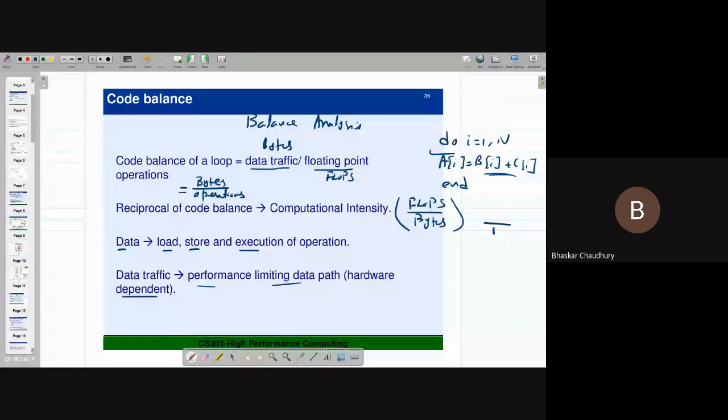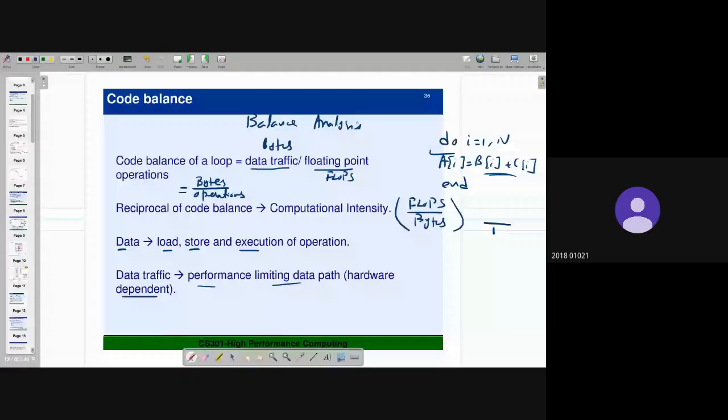Okay, this part is clear. Yes, sir. I have a doubt, sir. How is data traffic different from data? Means, given the example A[i] = B[i] + C[i], can we calculate the code balance from this given data, or should we have some more data to it?